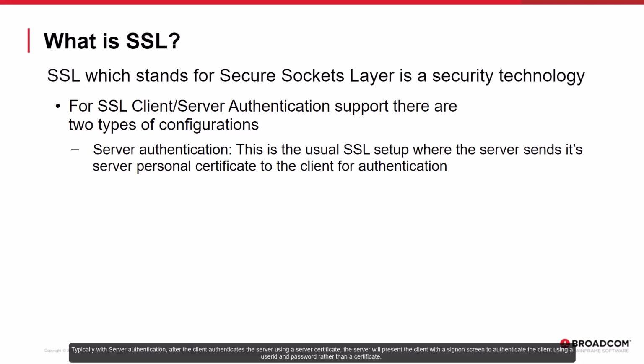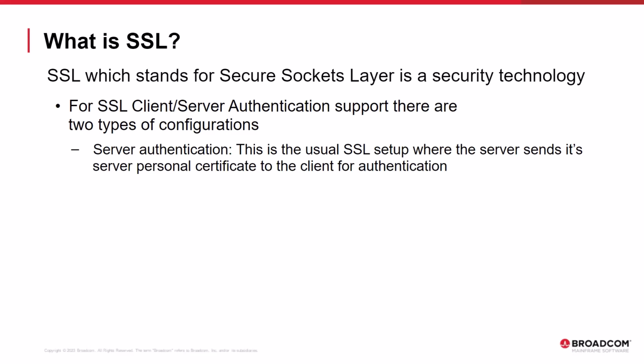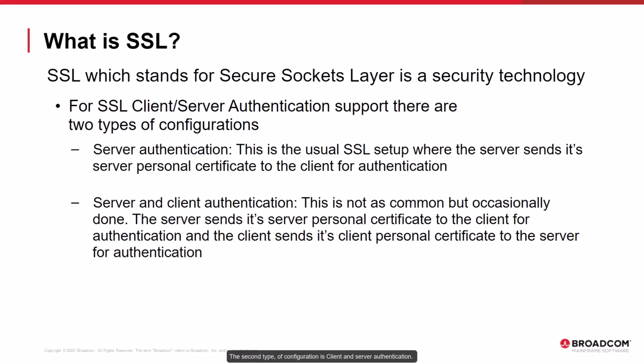Typically with server authentication, after the client authenticates the server using a server certificate, the server will present the client with a sign-on screen to authenticate the client using a user ID and password rather than a certificate. The second type of configuration is client and server authentication. This is when the server is authenticated first and then the client identity is authenticated by the server, where both the server and the client are authenticated using certificates. Note that this is not as common as just server authentication.